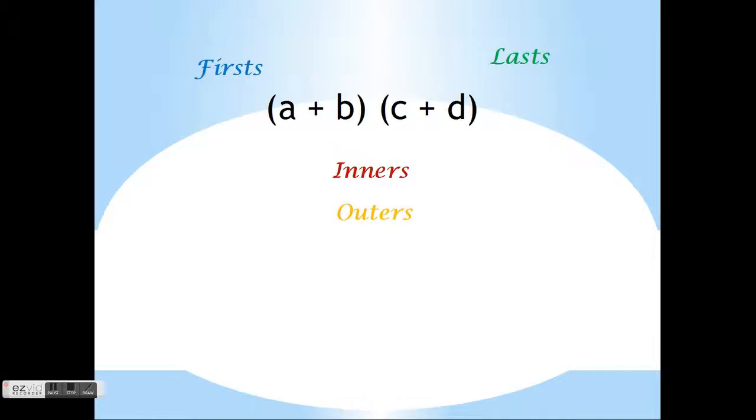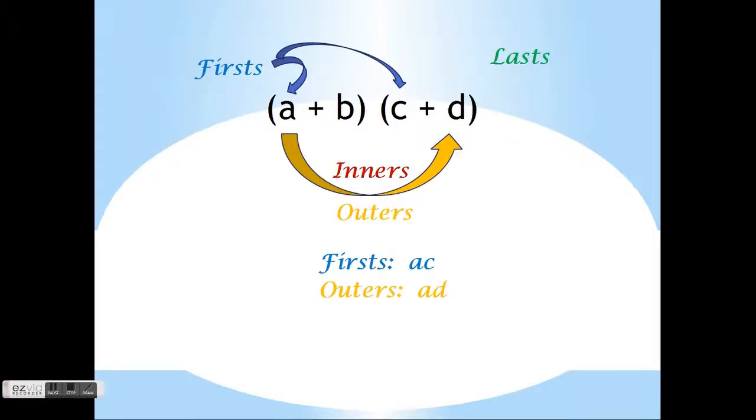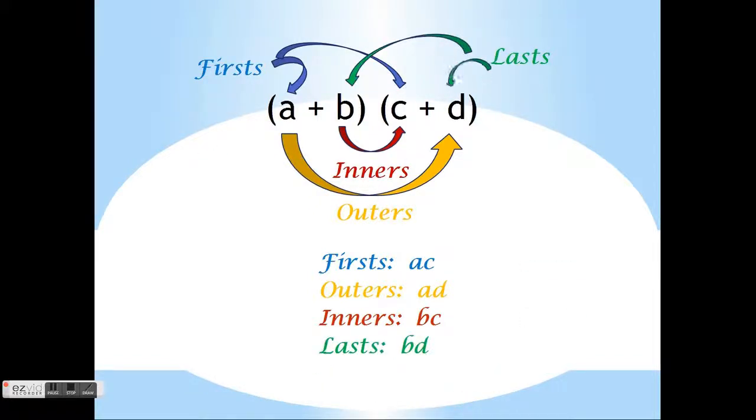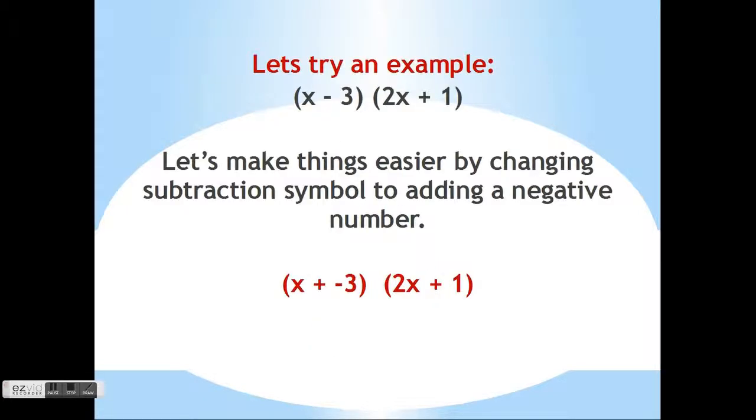There's a handy way to help us remember to multiply each term called FOIL. It is an acronym for first, outers, inners, last. So you multiply the first terms of each binomial, then the outers, the outside terms of each binomial, then the inners, the inner terms of each binomial, and finally the last terms of each binomial. Let us try an example.